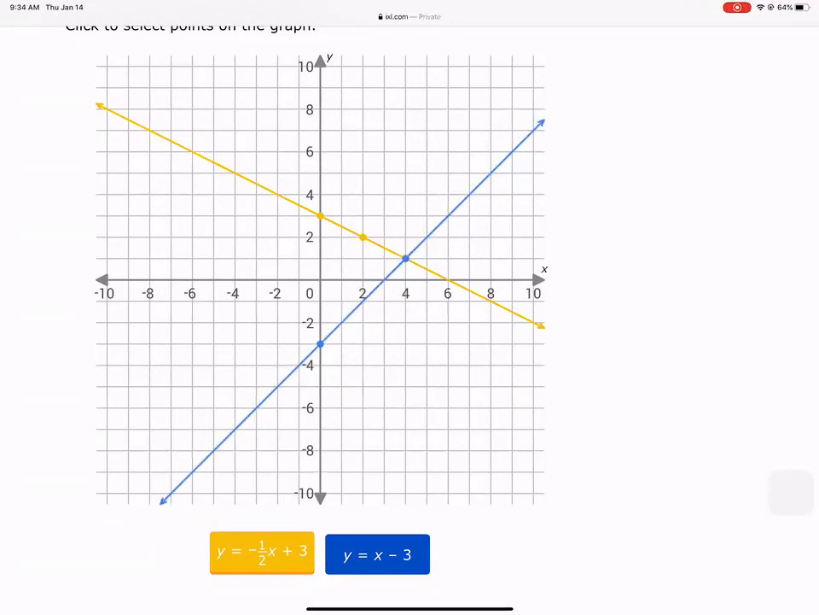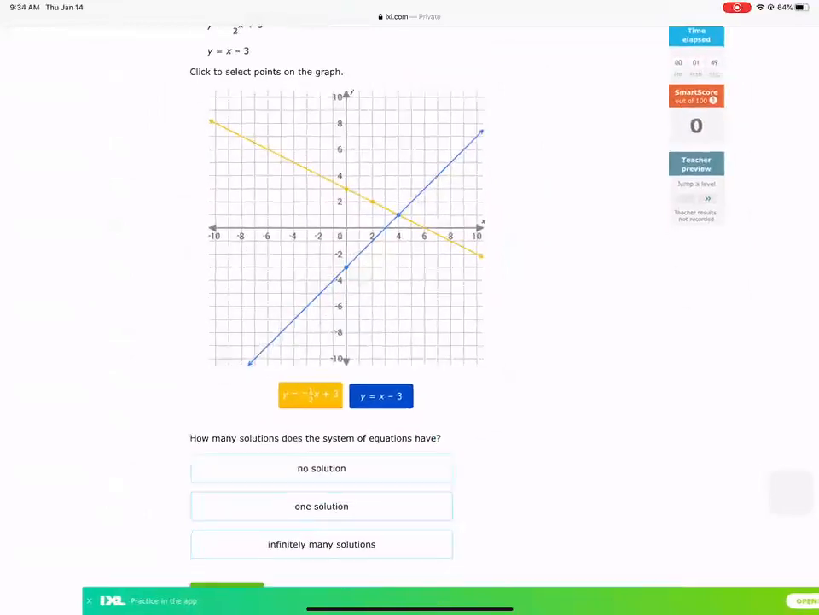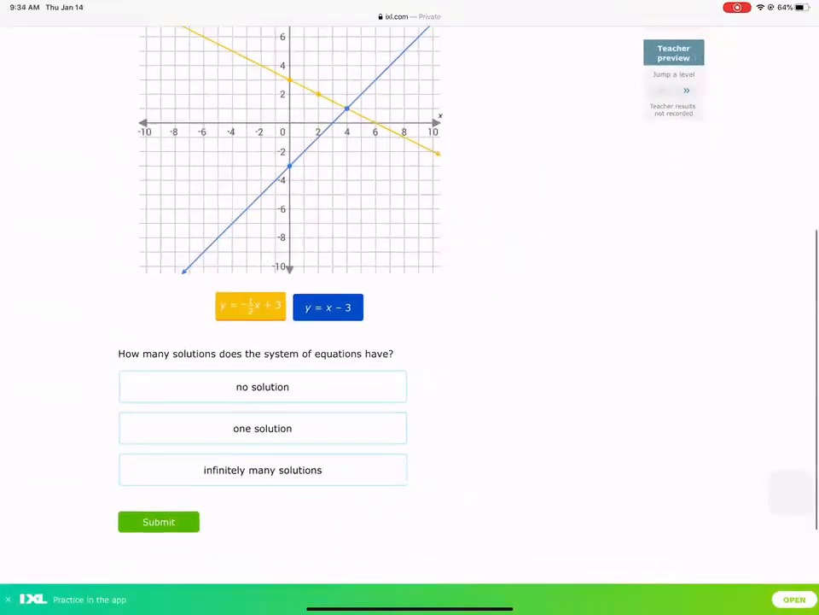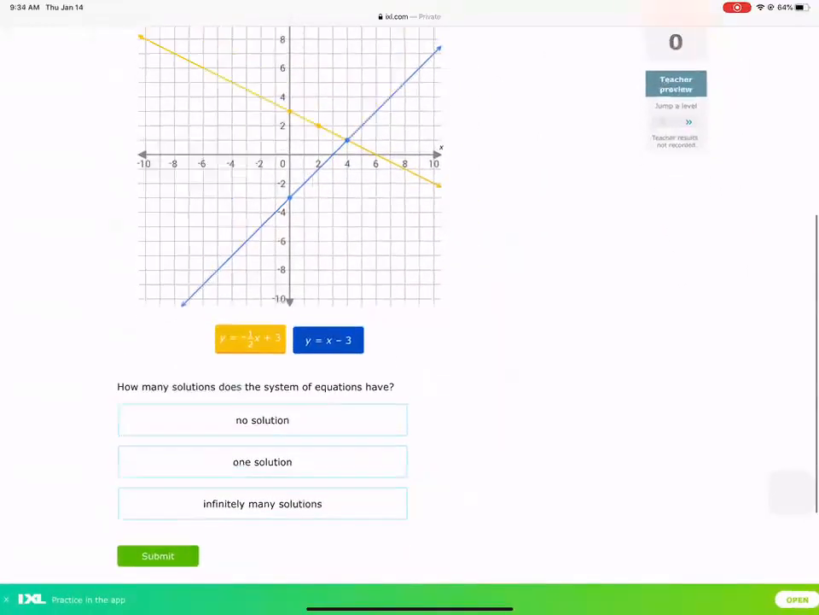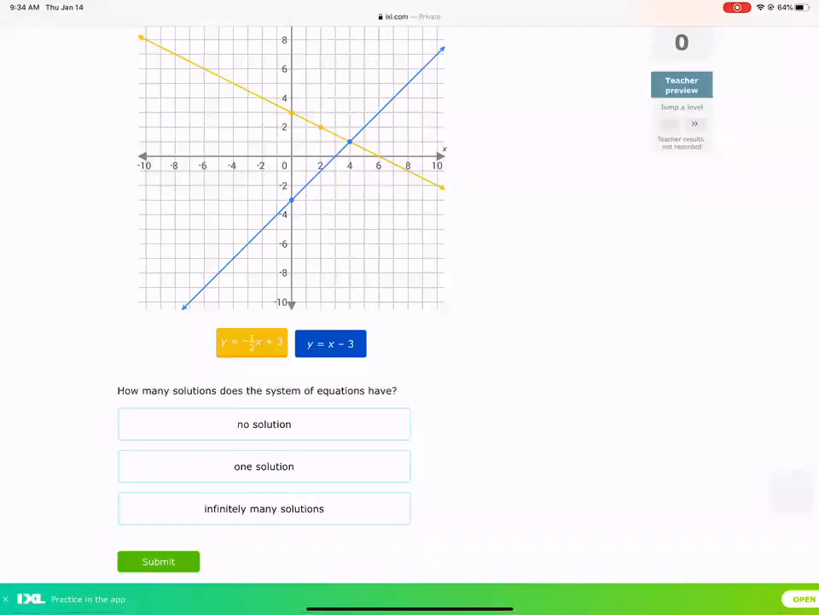Okay, so let's answer the next question. How many solutions does the system of equations have? Do these lines share one point, no points, or all points in common? They share 1 point in common. So I'm going to select one solution here.